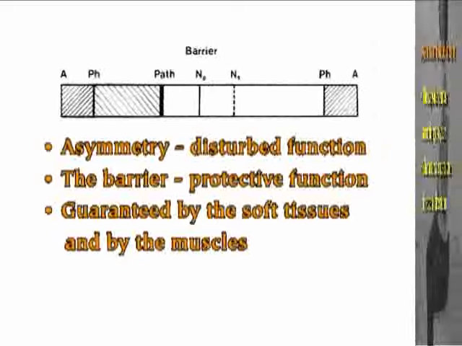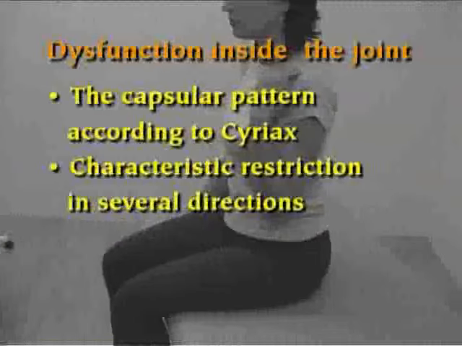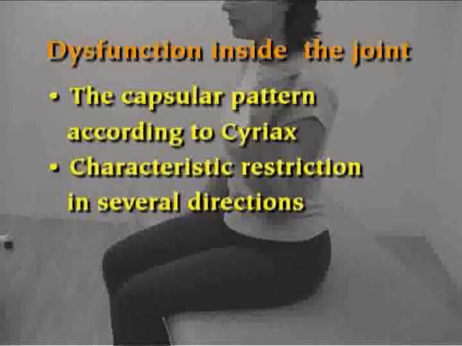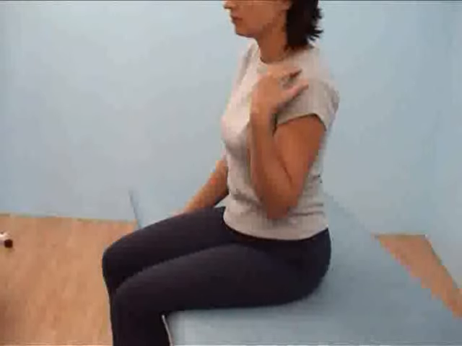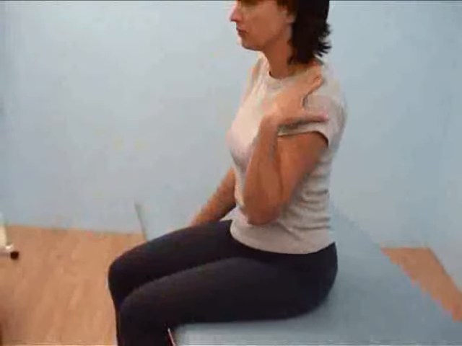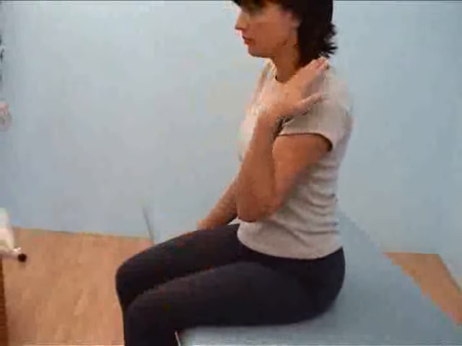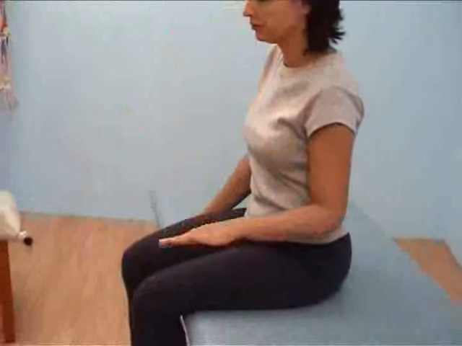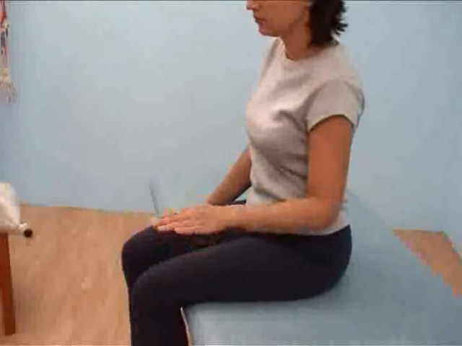If the cause of dysfunction is inside the joint, we find a pattern of movement restriction which is characteristic for each joint, the capsular pattern, according to Cyriax. If restriction is found in several directions, its proportions are characteristic for every joint. Thus, it is characteristic for the elbow and/or the knee joint that flexion is more and earlier affected than extension. If this proportion is not found, the cause is not in the joint.